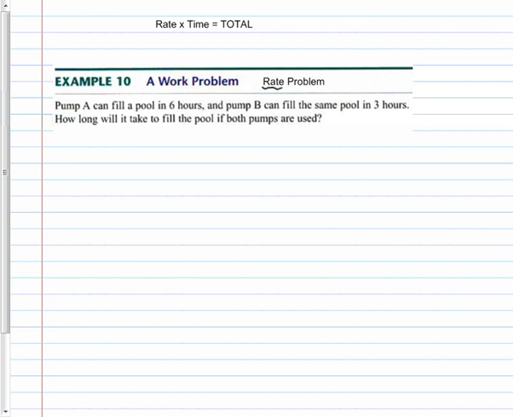Pump A can fill a pool in 6 hours. Now let me just show you how that is a rate. This is the rate of pump A, 1 pool in every 6 hours. Now if I multiplied this times time, I would end up with what when I'm done? Pools. So this is a rate problem that when I am done is going to have a total of the number of pools. Pump B can fill the same pool in 3 hours. The rate of pump B is 1 pool every 3 hours.